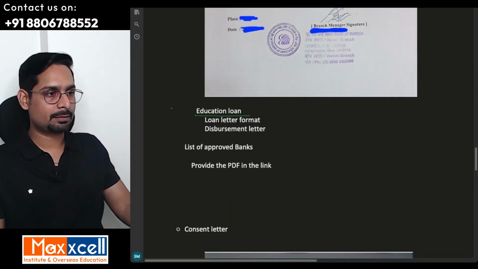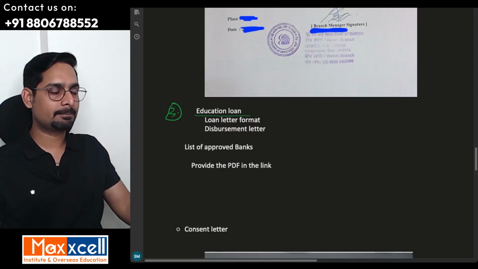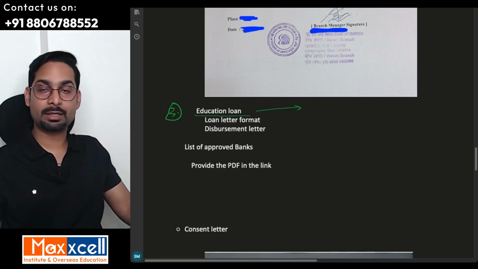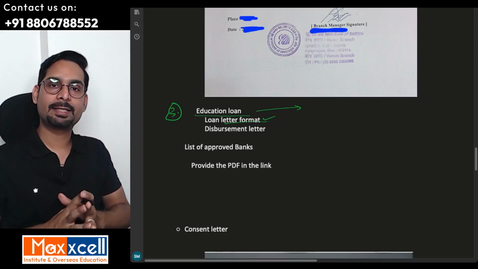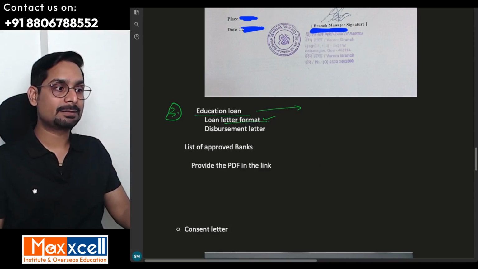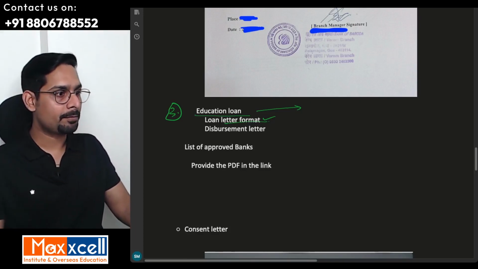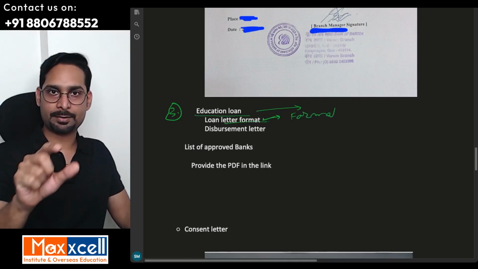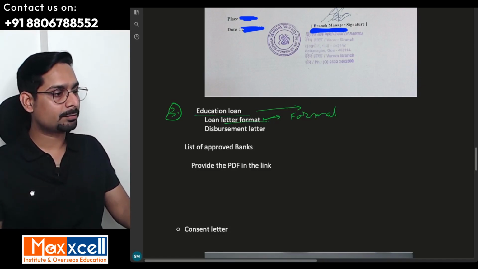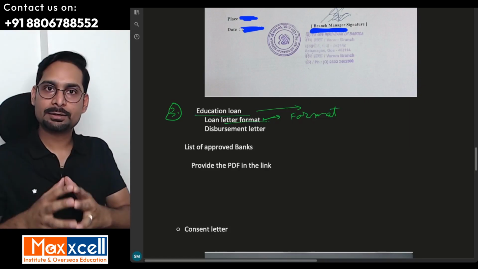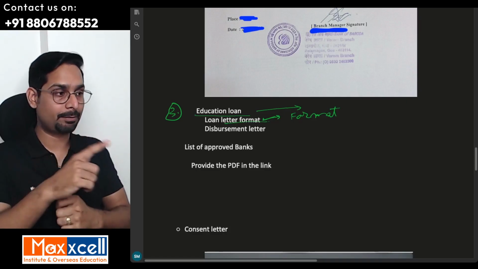Now third is education loan. If you have taken an education loan, then we require to see your loan letter. It has a specific format, and in case you have withdrawn some amount from the loan to pay the deposit, then you also need a disbursement letter from the bank. This loan letter also has a specific format in case of a UK university, or if you're applying for CAS or visa. For students who are enrolled with us, you have the format with you in the financial document. Sample is available there.